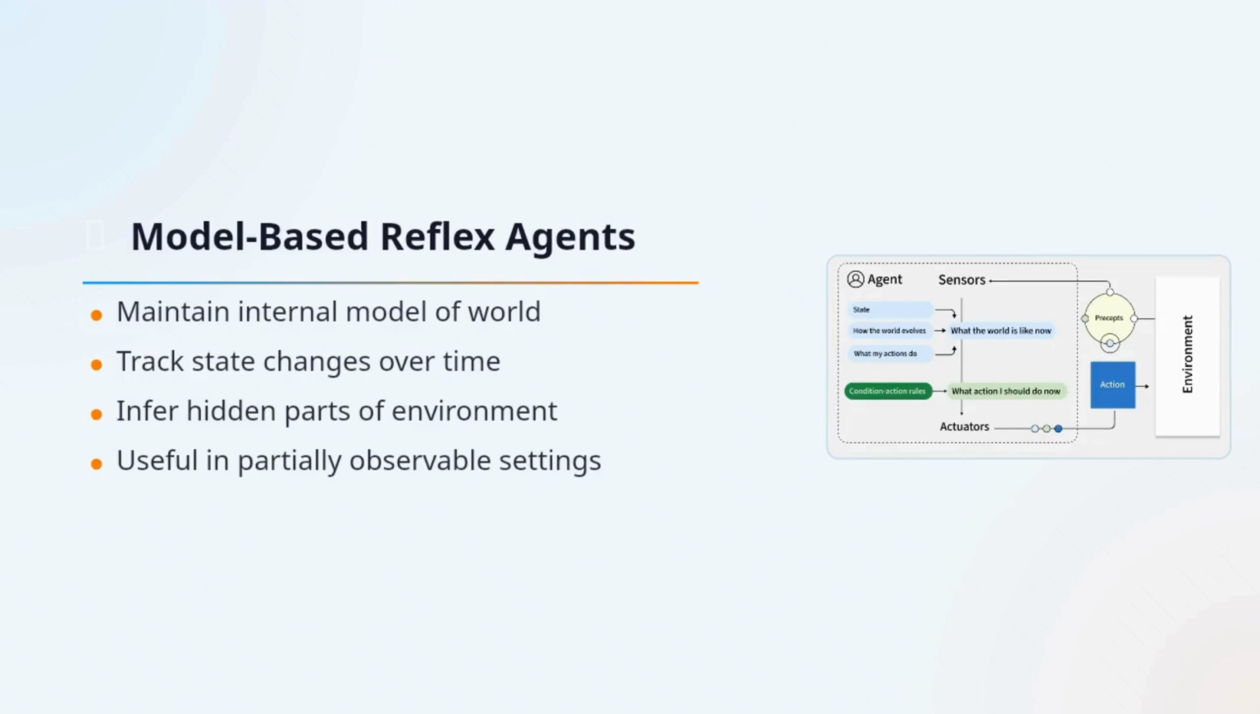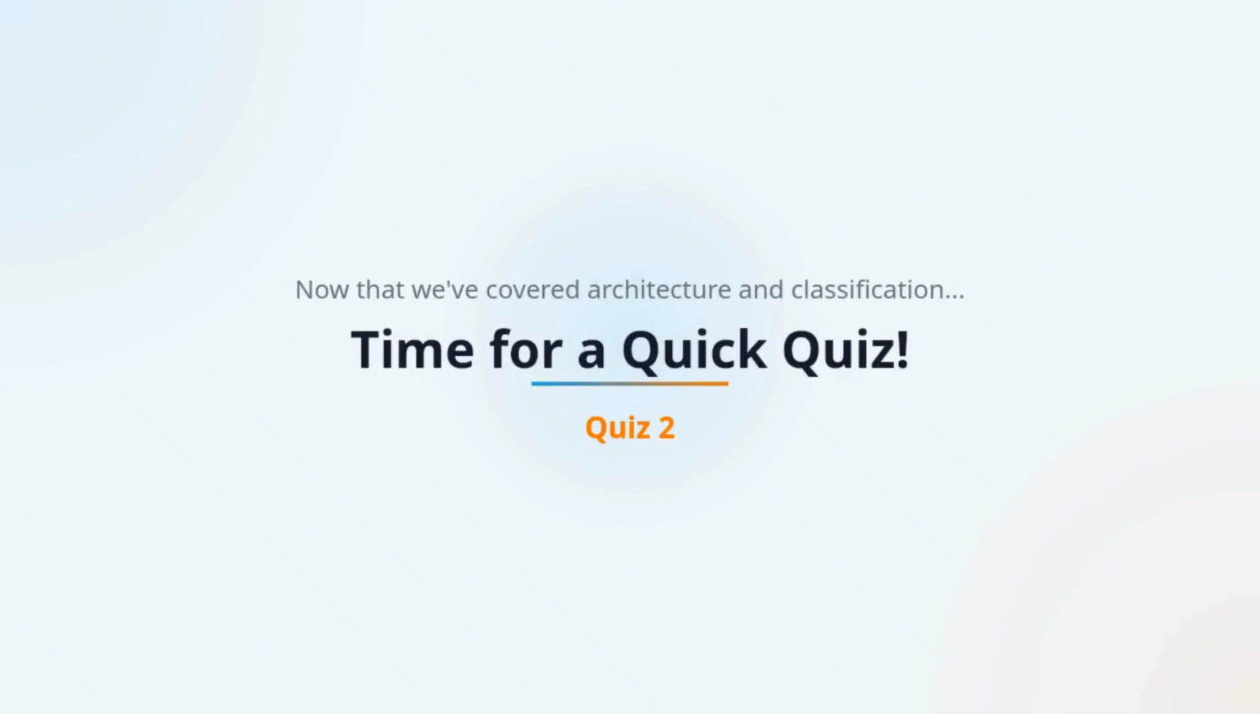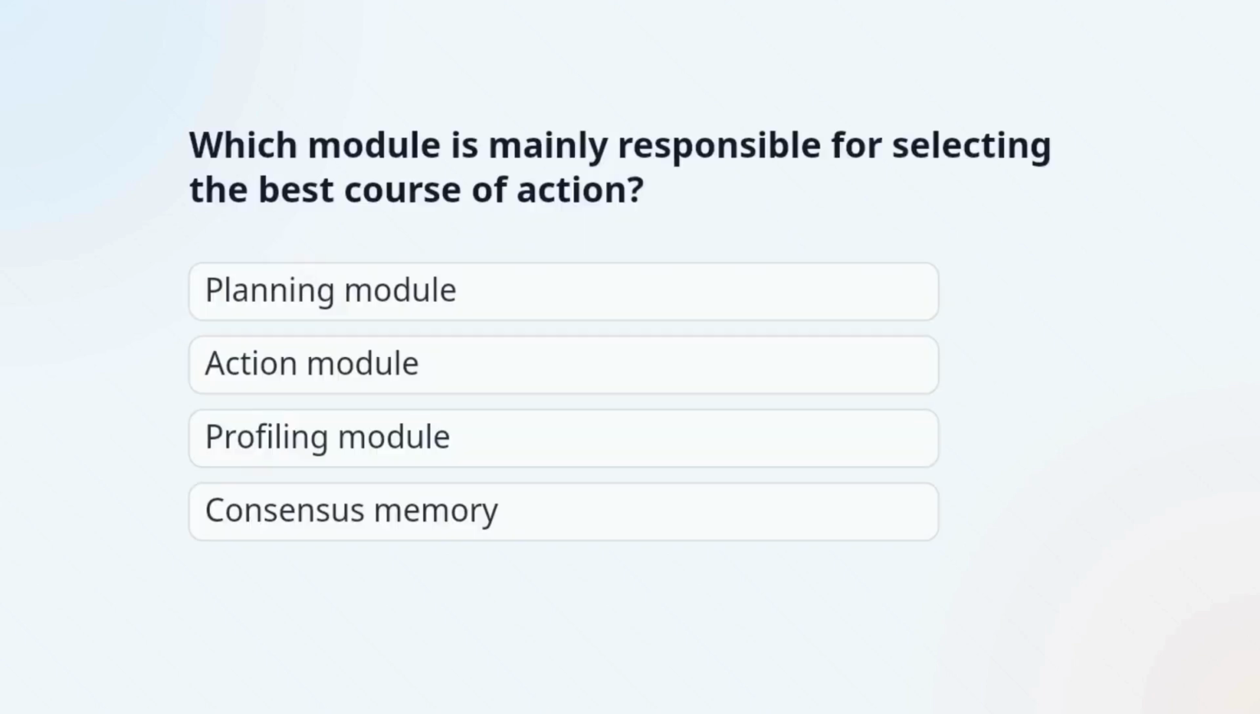Now that we understand architecture, classifications, and the reflex-style agents, this topic is complete. Now that we've covered architecture and classification, let's test what we've learned so far. Here's quiz number 2. See if you can get it right. Question 1. Which module is mainly responsible for selecting the best course of action?